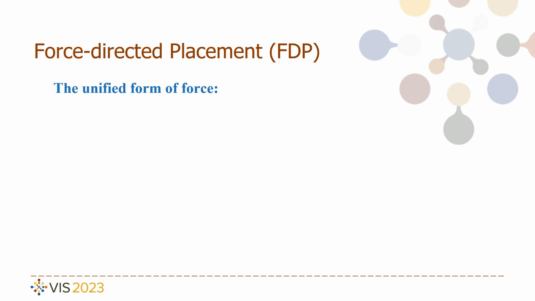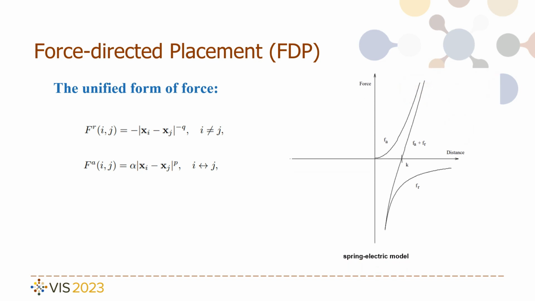The FDP method is designed as follows. All nodes are simulated using electrons, and there is an electric repulsive force between all nodes. And edges are simulated using springs, and the two nodes connected by an edge experience an attractive force from the spring. So this kind of method is also called the spring-electric model.